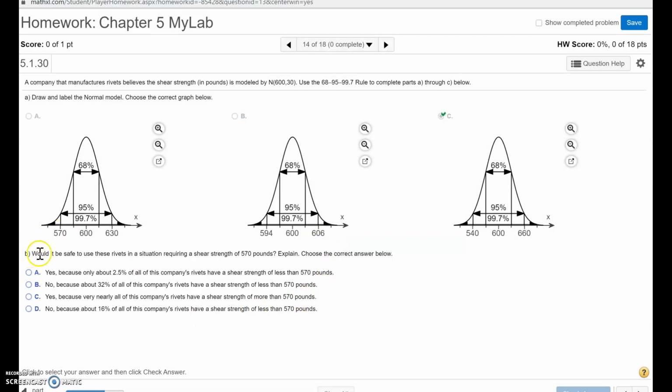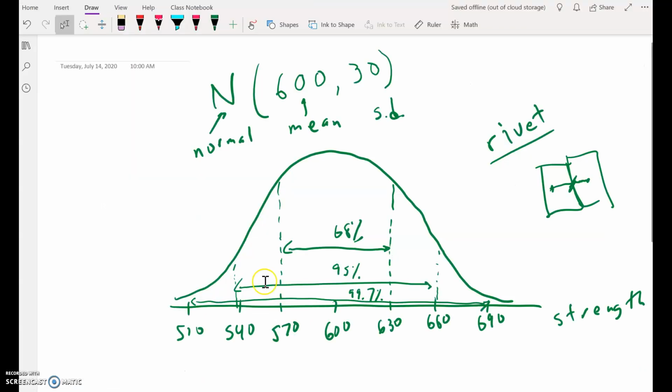Would it be safe to use these rivets in a situation requiring a shear strength of 570 pounds? Explain. All right. I think it's way easier to think of the explanation yourself and then look at the choices, because reading a wrong answer can get confusing. So let's just go back to our picture. The question is 570 pounds. So where's 570? Here's 570. All right, let's get another color here. There's 570.